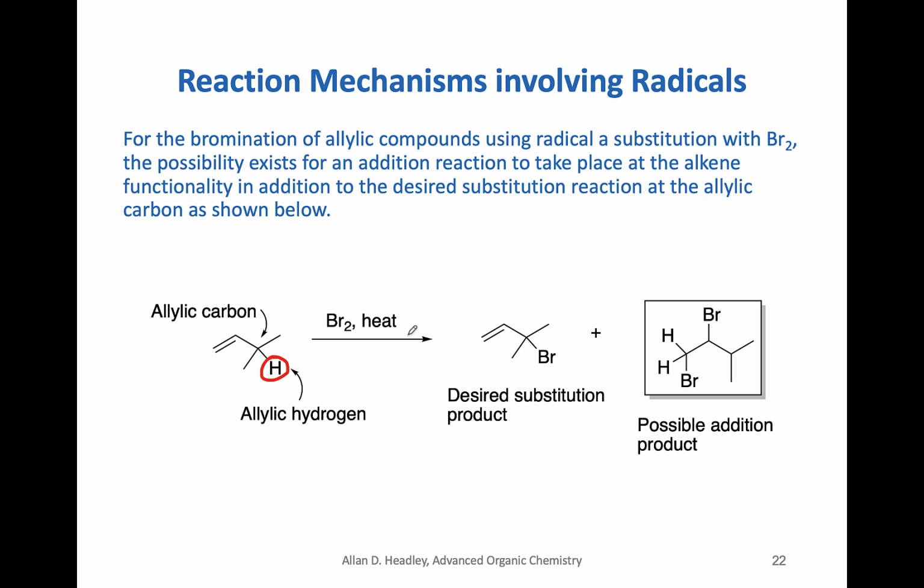However, you will recall from your general organic that bromine can also add to a carbon-carbon double bond in an addition reaction. So you can see you have a problem here if you're trying to get this as your desired product and you use bromine, because we'll also get a trans addition across the carbon-carbon double bond. So how do we get around that?